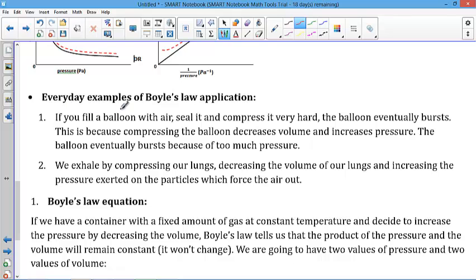Let's now talk about everyday examples where we apply Boyle's law. Number 1, if you fill a balloon with air, seal it and compress it very hard, the balloon will eventually burst. This is because compressing the balloon is going to decrease the volume and increase the pressure. The balloon will eventually burst because of too much pressure exerted on the walls of the balloon.